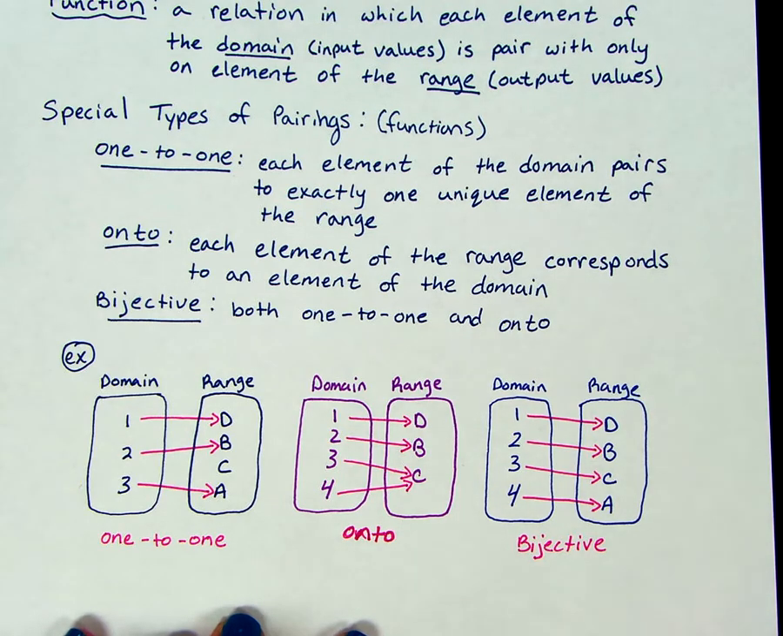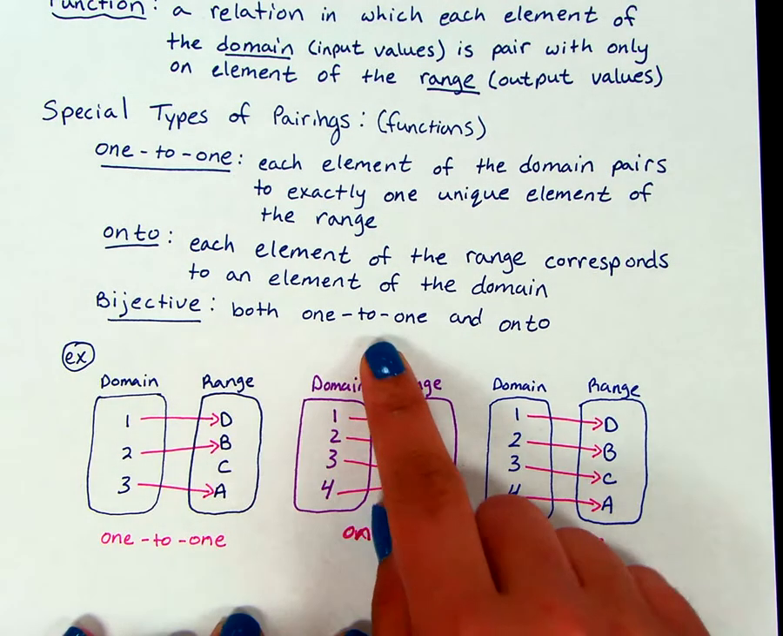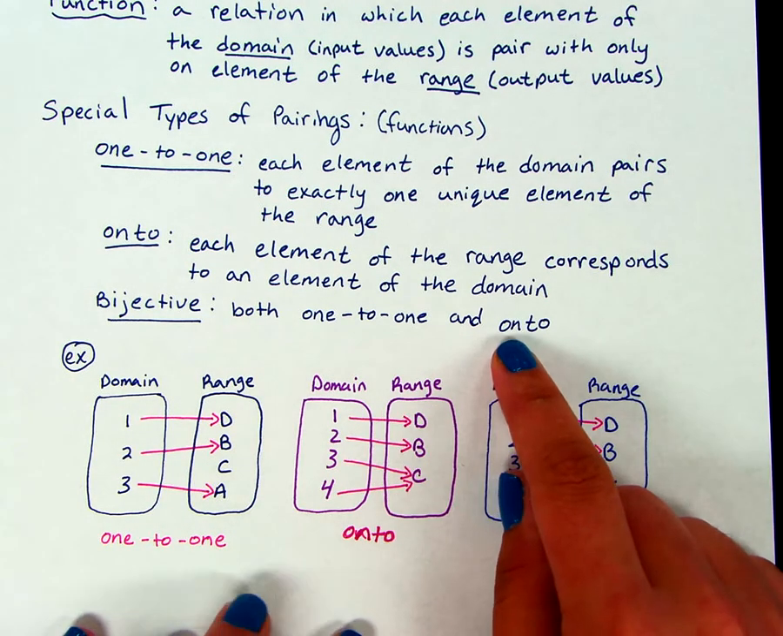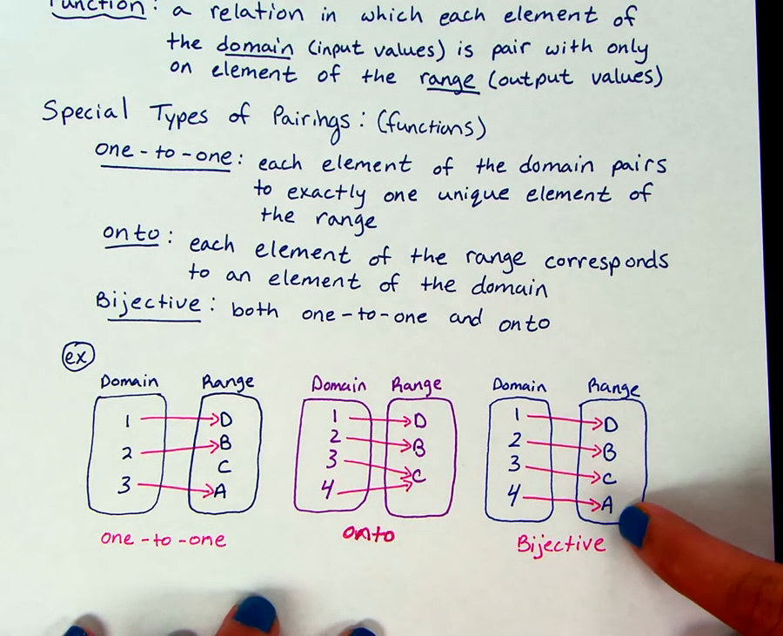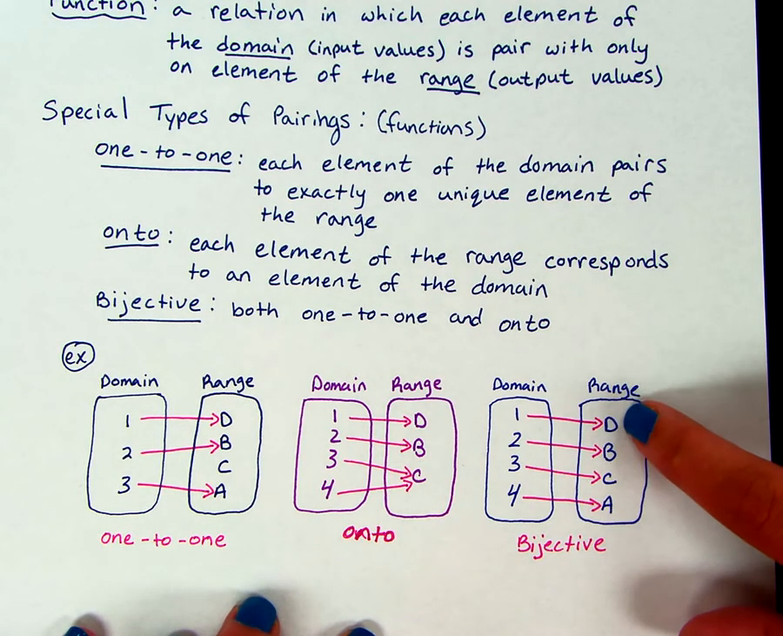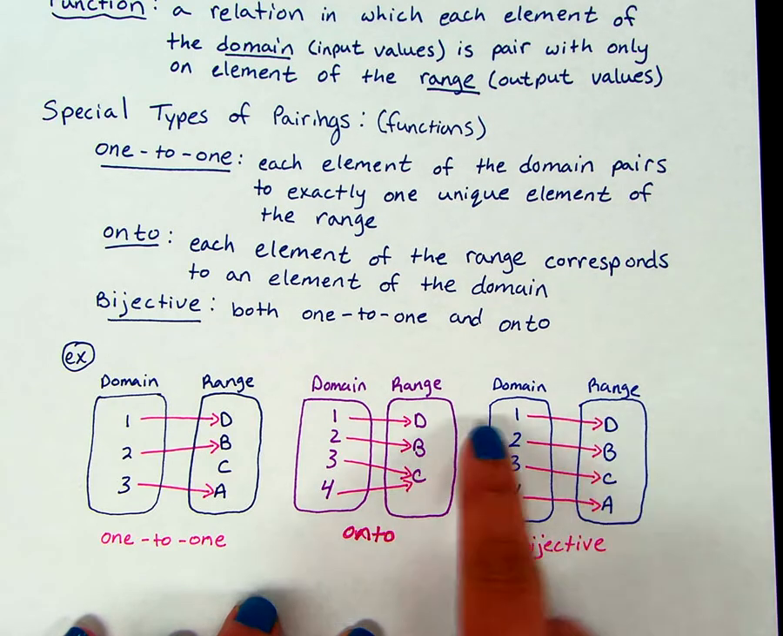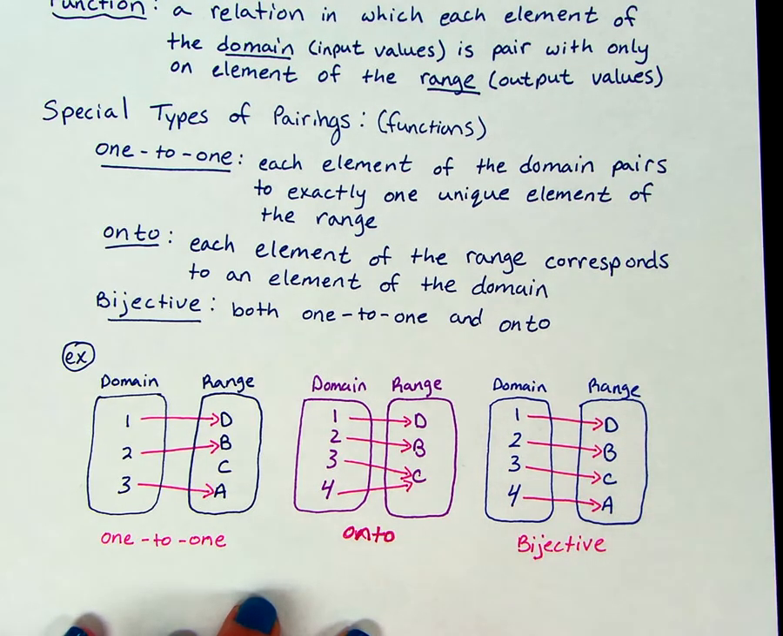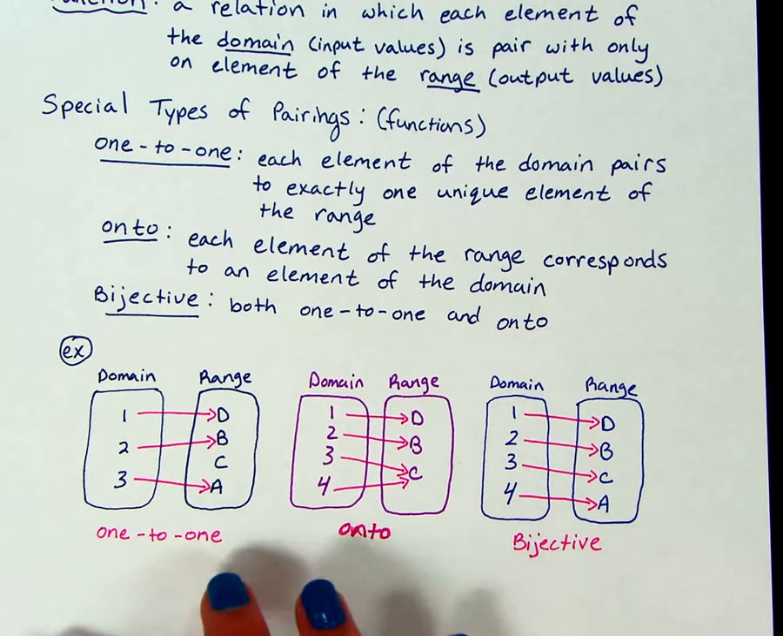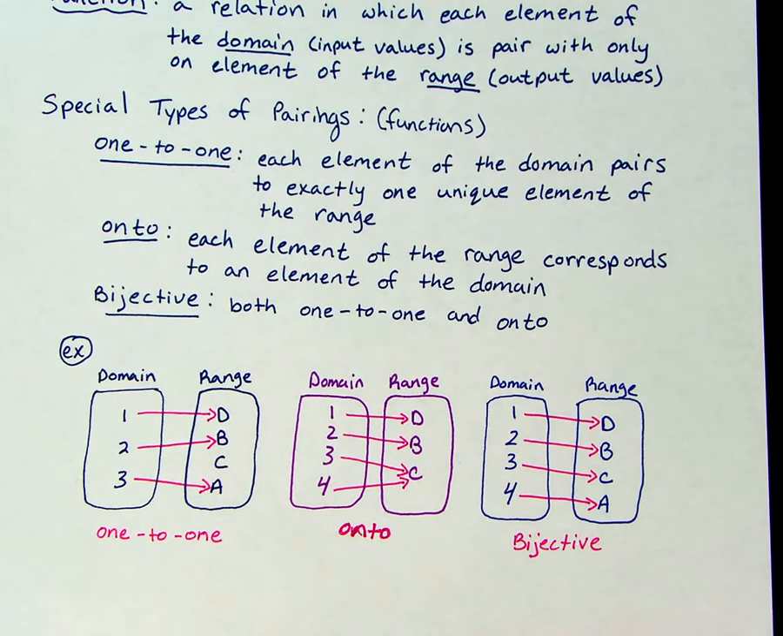And then bijective means that it is both one-to-one and onto. So it's going to look something like this. Everything in the range has to be accounted for, and it has a unique correspondence back to the domain. Again, these can't be shared by anything in the domain. Now these are cases that can happen, but these cases do not happen every single time. So these are special cases of functions.